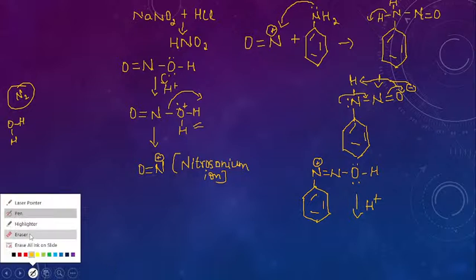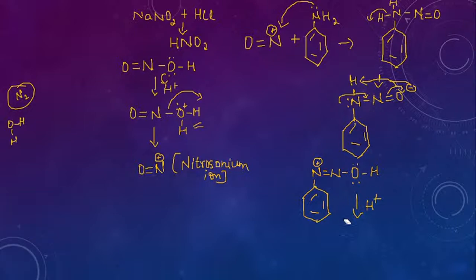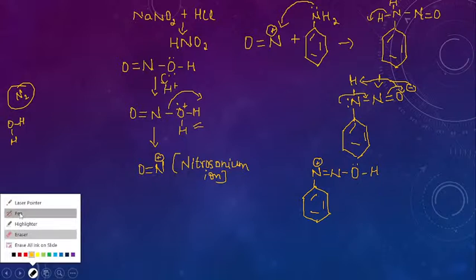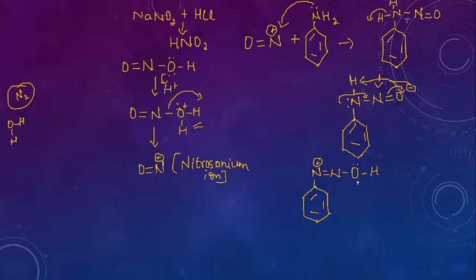Whatever the OH group was there, it will now form OH2 through its lone pair. When it accepts one more proton, or H plus ion, it is now OH2, and you all know the OH2 is a good leaving group, and this leaves the compound, and the bond comes here as a triple bond. Now what I have is a diazo group on the benzene ring.